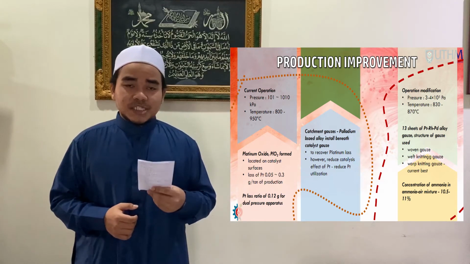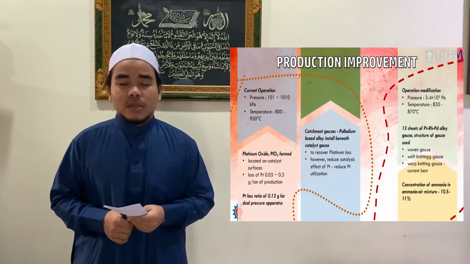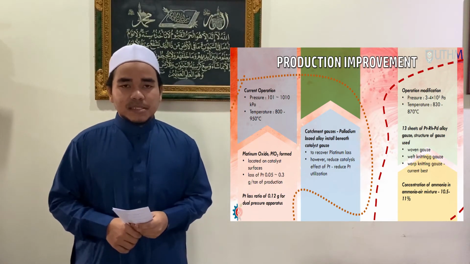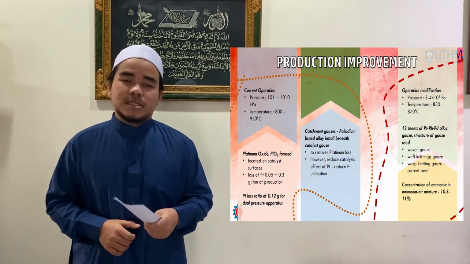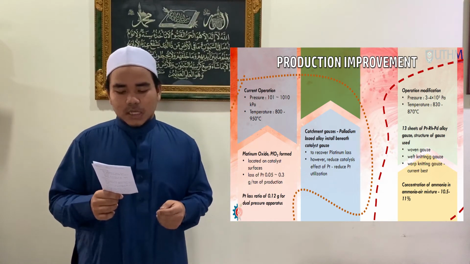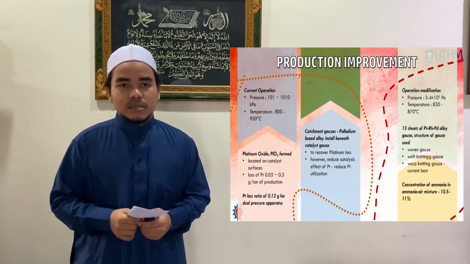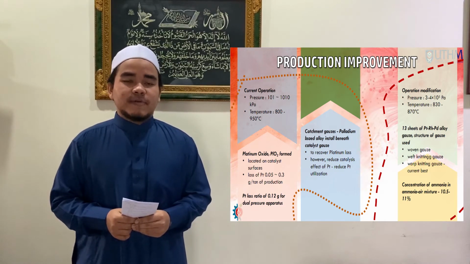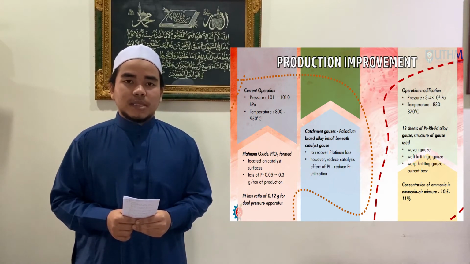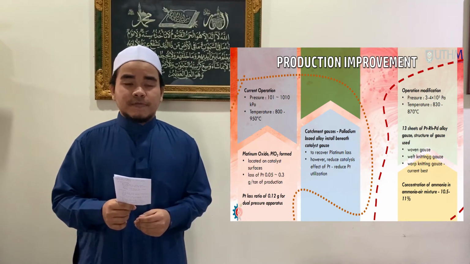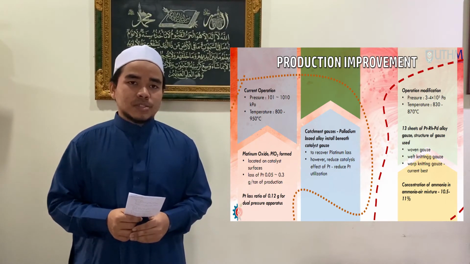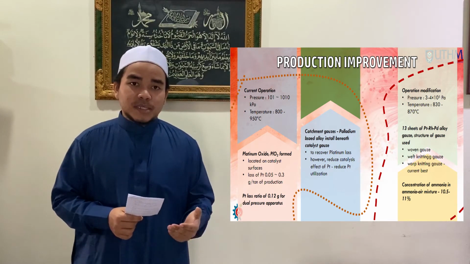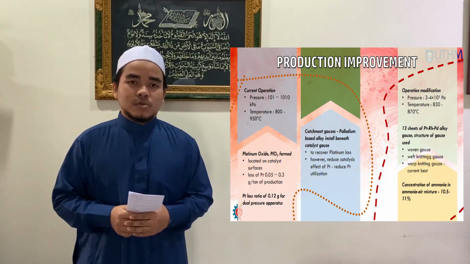Hence, to recover the loss, a catchment gauze of palladium-based alloy was installed beneath the catalyst gauze. However, it reduced the catalysis effect of platinum and it reduced the platinum utilization. Therefore, a new operation modification has been made and the parameters used have been adjusted. 13 sheets of platinum, rhodium, palladium alloy gauze are installed in the production of nitric acid, and the structure of warp knitted gauze is applied as it is the current best structure of gauze that can be used.